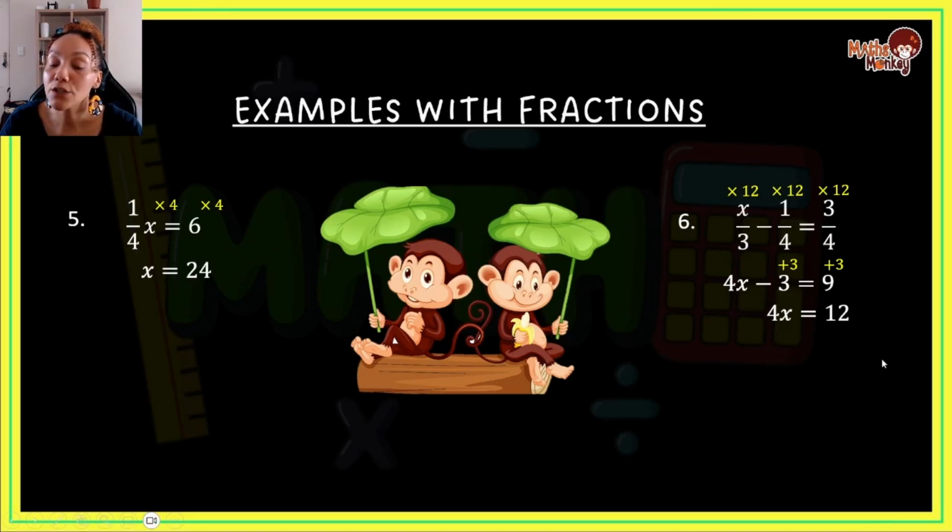Okay, and then to get rid of, remember this is now 4 times x. I just want to get x alone, so I do the opposite and I divide both sides by 4, and that ends up giving me x is equal to 3.